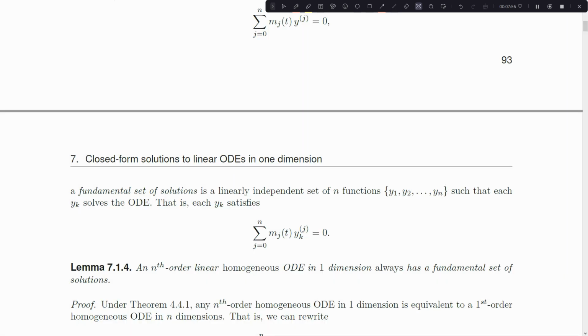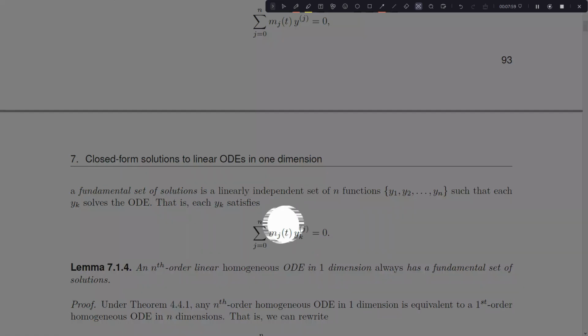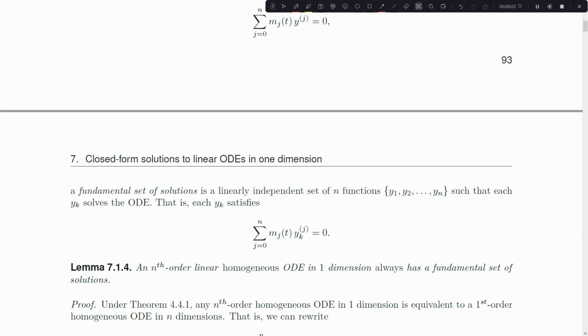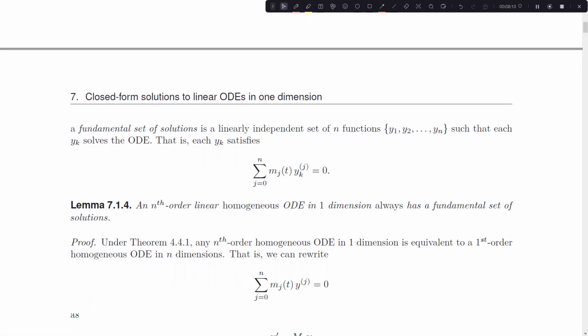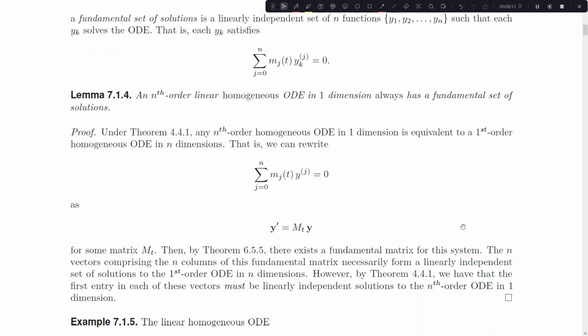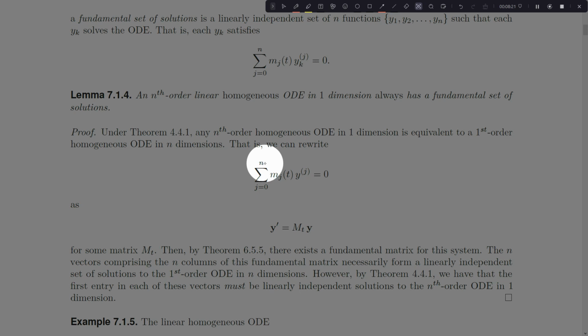It's because the null space of the operator, which is right here, is necessarily of dimension n. And null space, of course, corresponds to the operator on a function being equal to 0. But the way I prove it here is a little bit more involved, and it relates to chapter 6 a little bit. I can rewrite an nth order ODE in one dimension as a first order ODE in n dimensions. I know I'm really drilling that into you. Theorem 4.4.1 lets me do that.